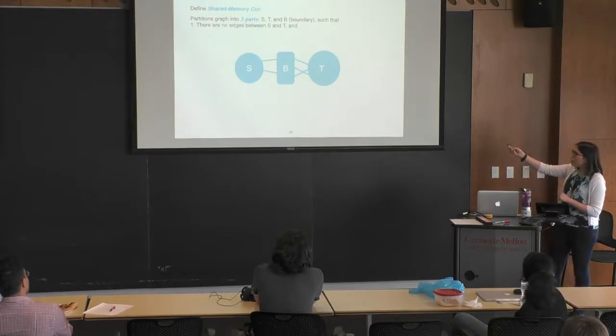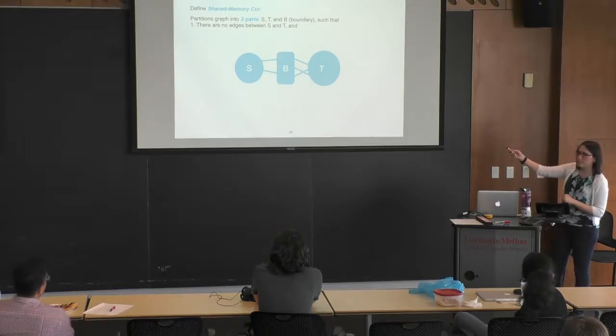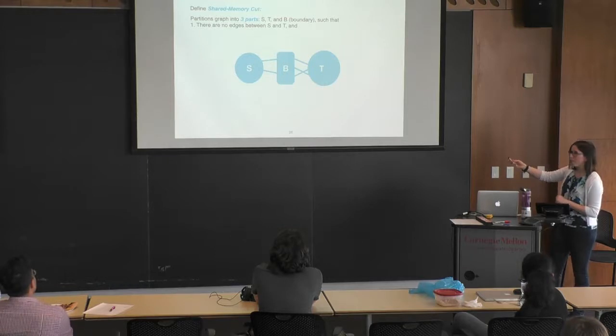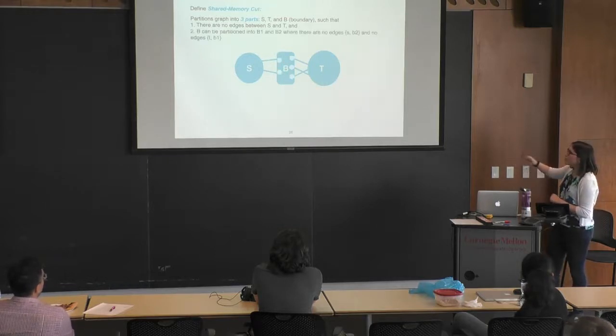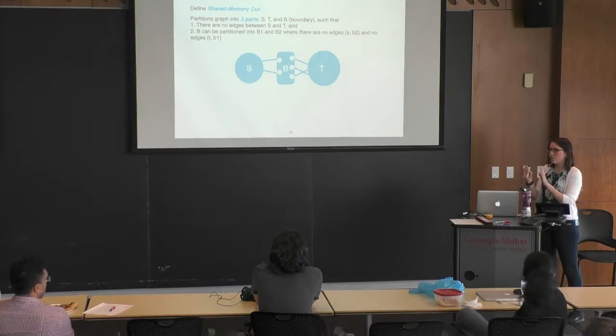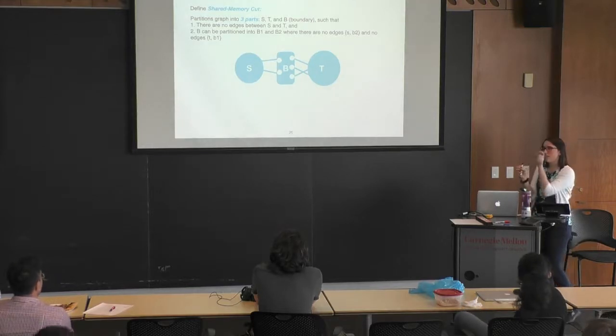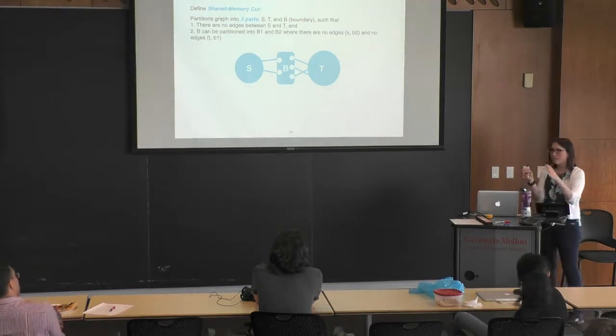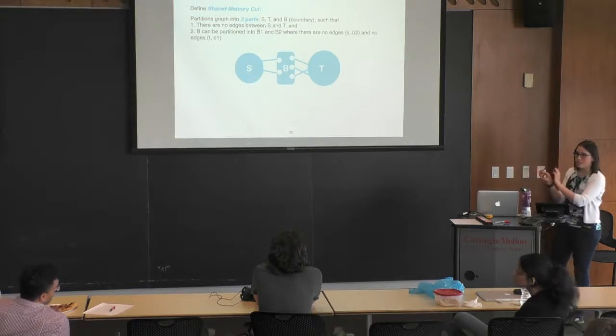There can be edges between S and B and between B and T, but no edges are allowed between S and T. Okay? The next constraint is that B has to have two sides. One side that only has links to S, and the other side that only has links to T.